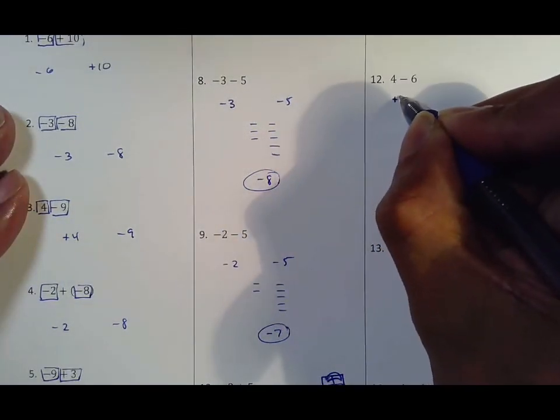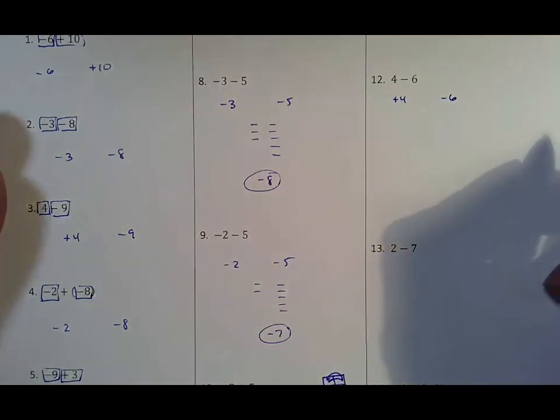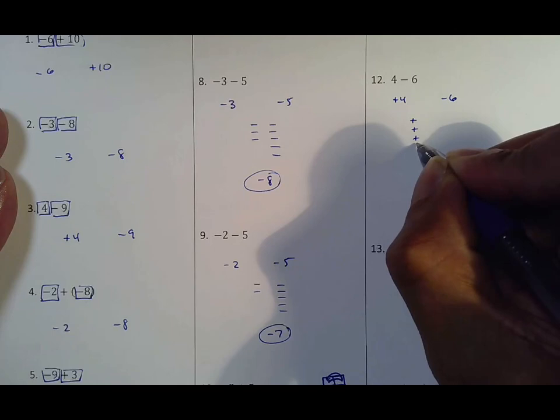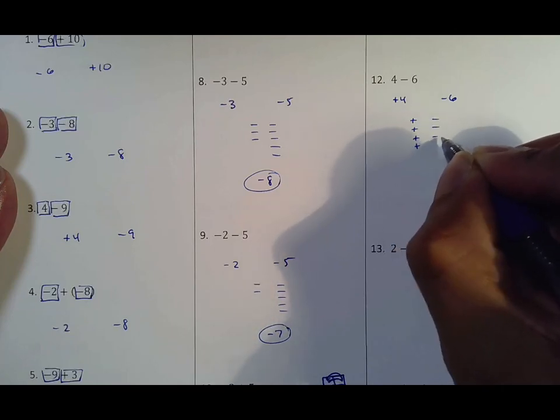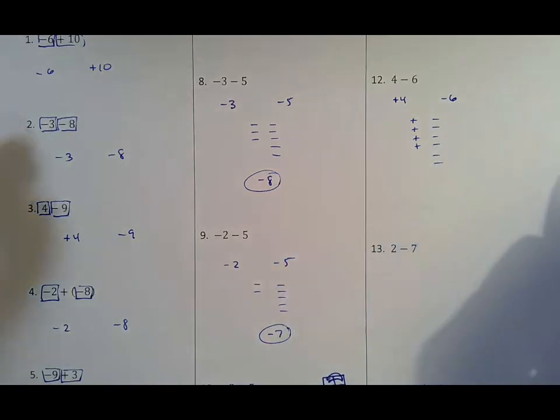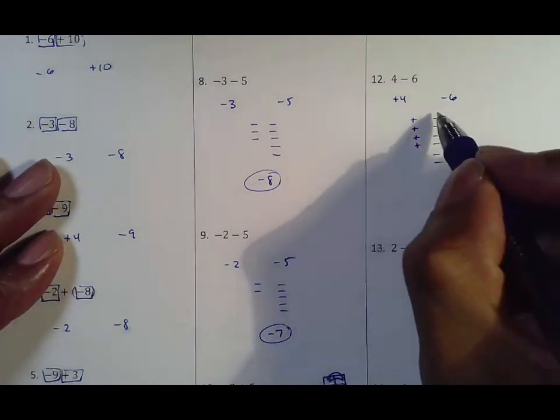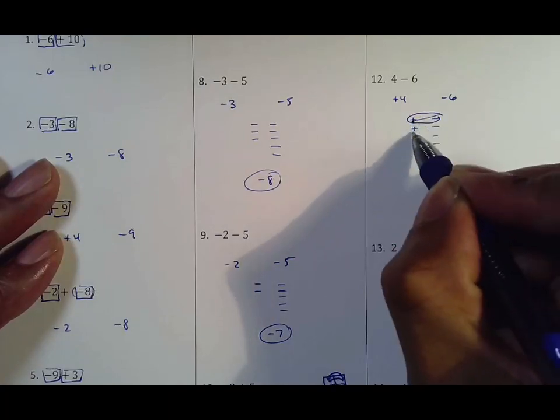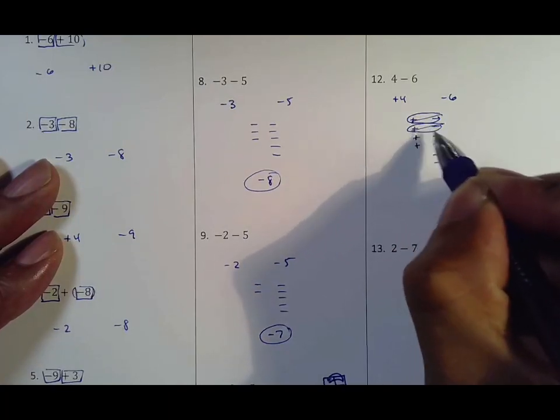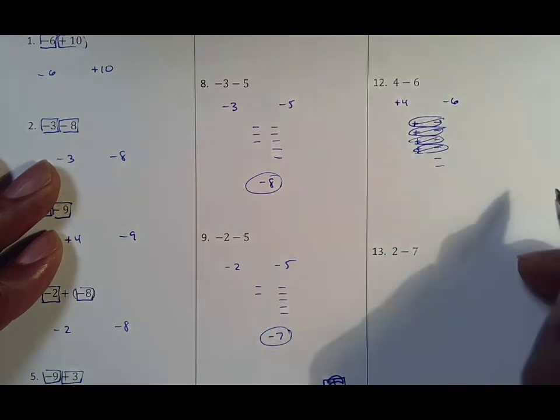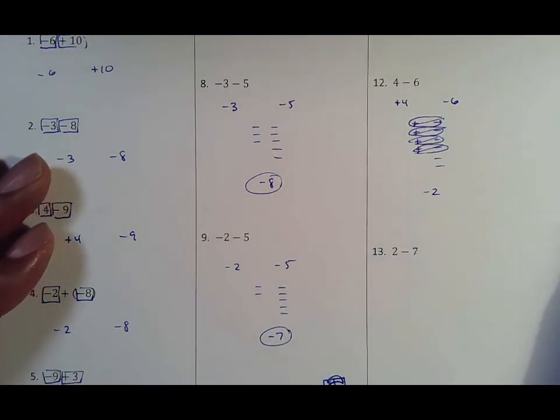Don't forget that this is a +4 and a -6. With that being the case, we want to put down 4 pluses and 6 negatives. Notice how I line my negatives up to my pluses because I know I'm going to cross them out anyway. But we do have 0 pairs. Negative and positive is a 0. Negative and positive is also a 0. Negative and positive is a 0. Negative and positive is a 0, giving us -2.